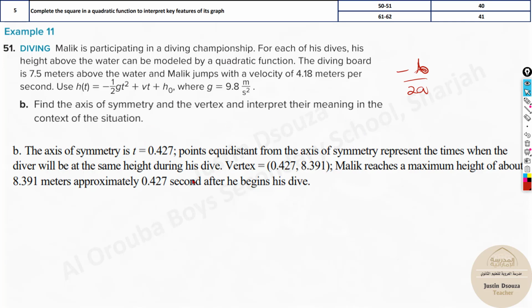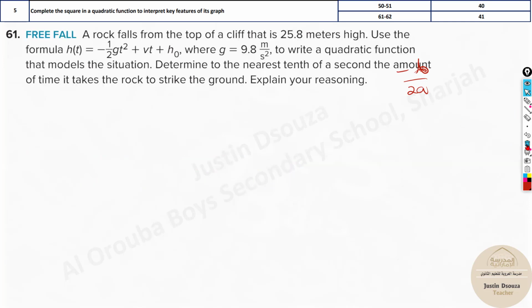And we know the importance of this axis of symmetry. It cuts the parabola into 2 equal halves. That's the main thing. Now over here, see, this is a different type of problem. Let's quickly go through this. A rock falls from the top of a cliff that is 25.8 meters. Now this h naught is given over here. Let's write one by one. This is 25.8. Use the formula h of t given over here, the equation where g is 9.8. Okay, that's the standard.